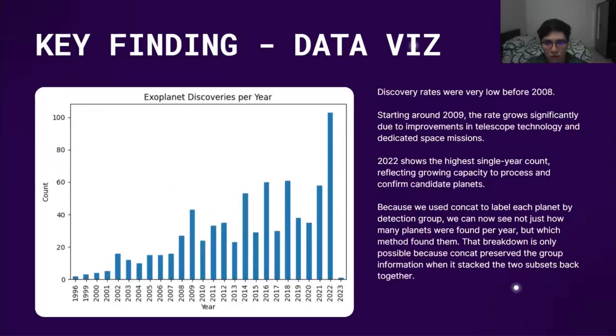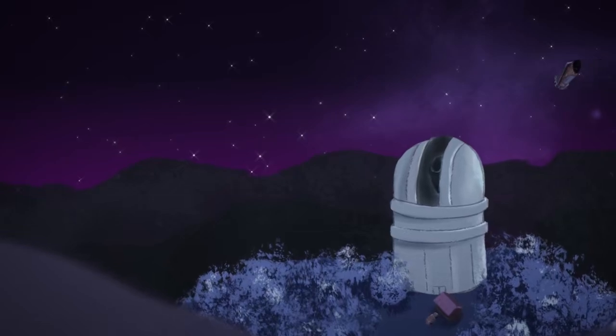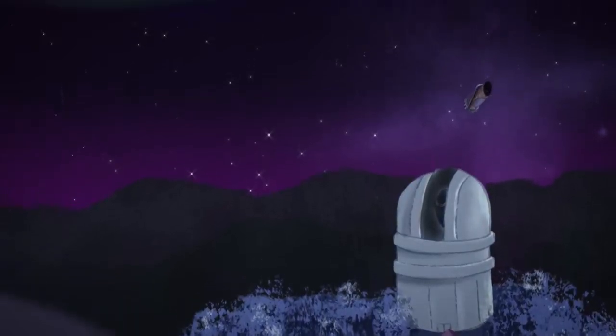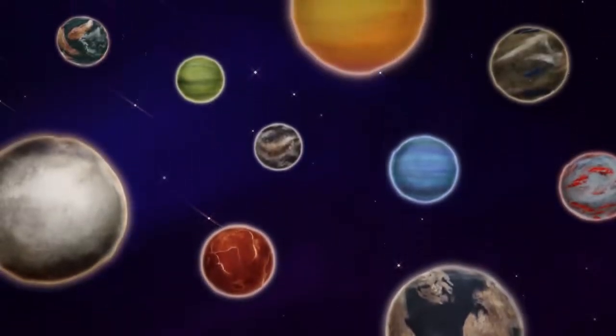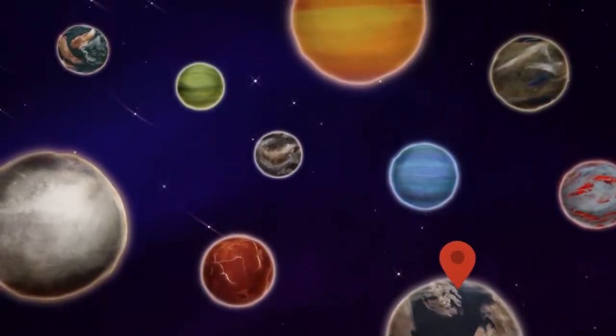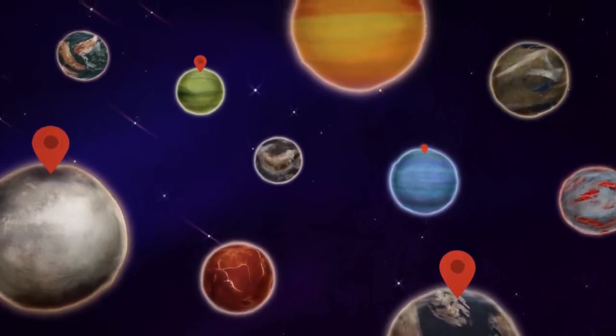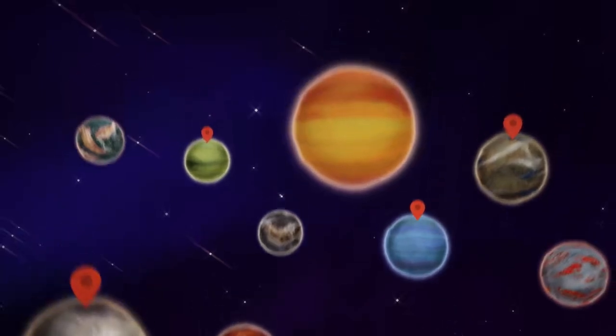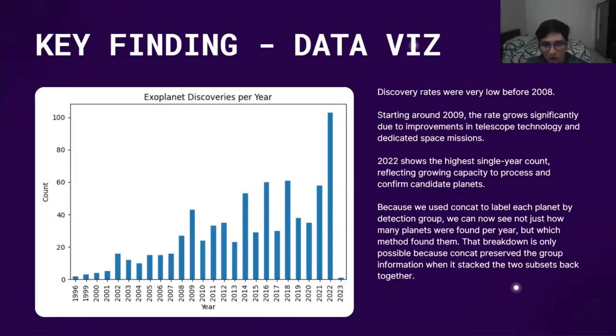This chart shows how exoplanet discoveries changed over time. Before 2008, discovery rates were relatively low. Starting around 2009, the number of discoveries increased significantly due to improvements in telescope technology and dedicated space missions. The highest number of discoveries appears in 2022, which reflects the growing ability to detect and confirm candidate planets. Again, thanks to the concat function, we could preserve the detection group information and analyze not only how many planets were discovered each year, but also which methods were responsible for those discoveries.